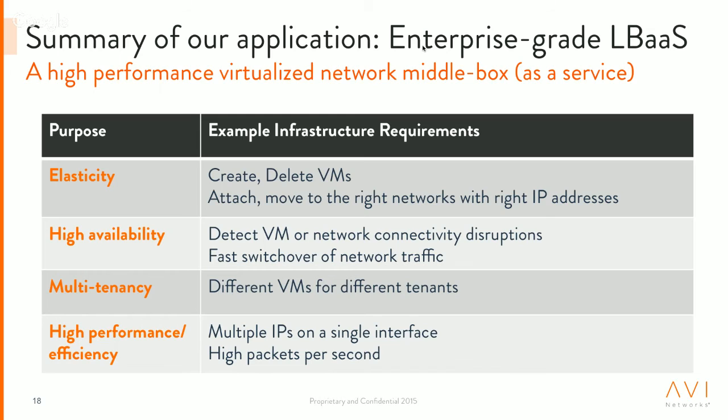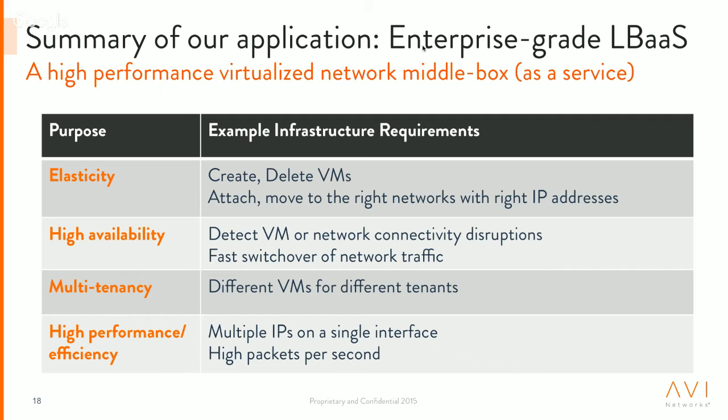As I mentioned, we want to be able to detect VM or network disruptions as quickly as possible. Ideally, it would be better if we had some other way to get them, or we basically have to depend on heartbeats, and be able to switch over the network traffic really fast. That's another thing. And then the multi-tenancy aspects that I mentioned, that's already covered because of the OpenStack APIs that we already have, but I just wanted to mention that.